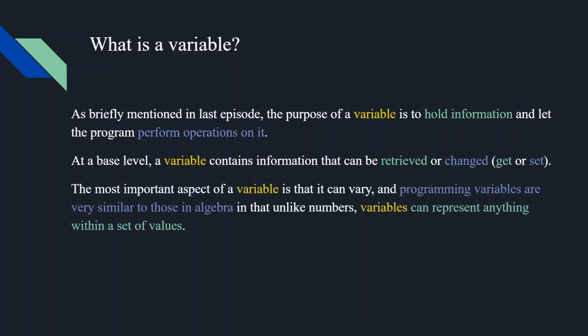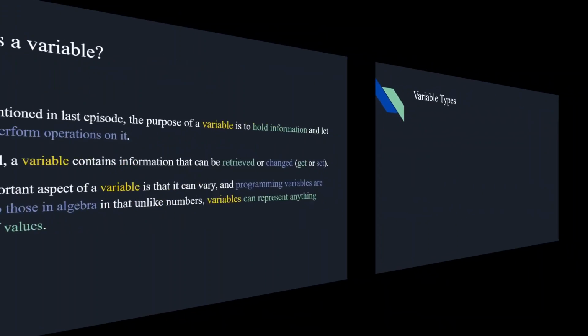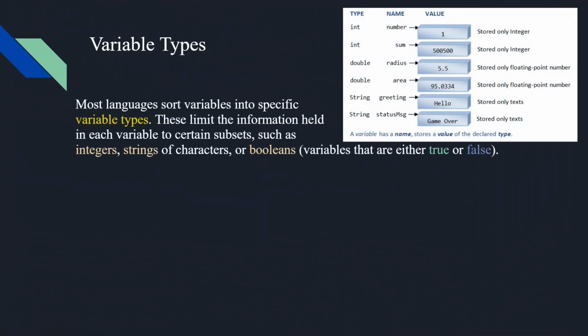The most important aspect of a variable is that it can vary, unlike constant values that you can type out in a program. In that way, you can think of programming variables as related to algebra variables, as both are used as a placeholder for a value within a specific set. For example, algebra variables can represent any real number that solves an equation. Similar to different number systems, integers, rational numbers, etc., variables can be divided into many categories of values. These categories are known as types, and most languages sort variables into specific variable types, including nearly all high-level languages.